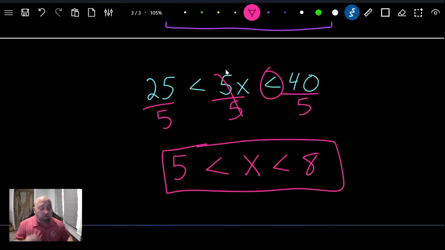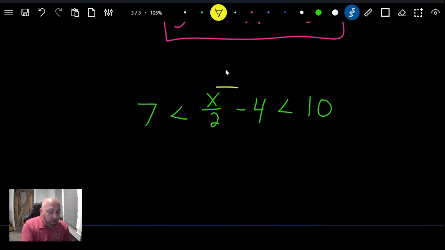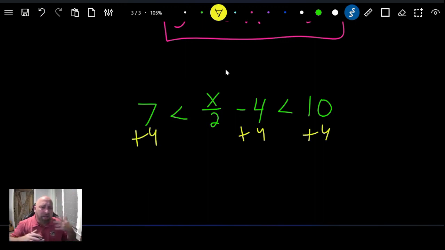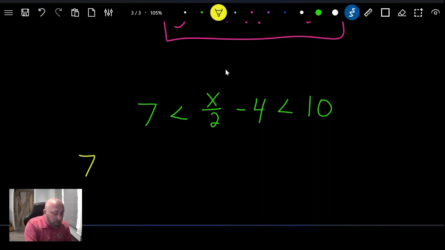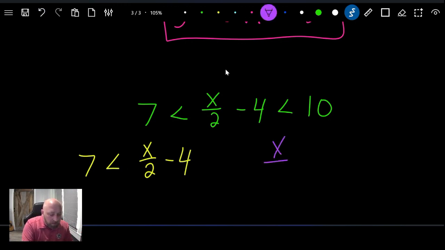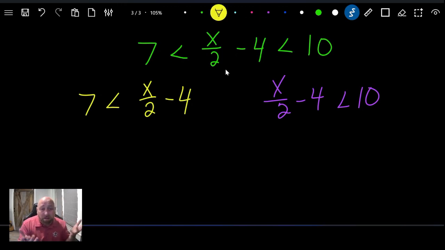Here's my problem. When there's all kinds of stuff going on, it gets a little bit more complicated, like this one. So check this out. We're going to add 4 everywhere, and then we're going to do this, and it starts to get complicated. So on these ones where there's more stuff going on in the middle, I like to break these up into 2. So 7 less than x over 2 minus 4. And then we'll come over here and do x over 2 minus 4 less than 10. Okay? And so just do them separately, and we'll get the same answer if you do it together or separately.